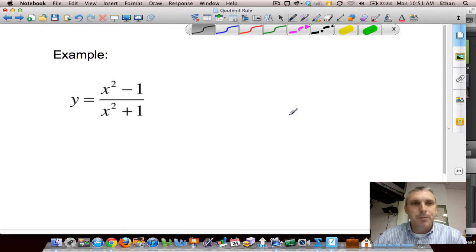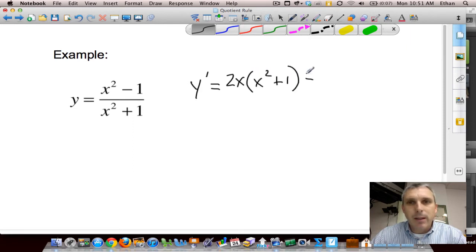So let's do an example. Here we go. Y prime. I run through the quotient rule. Derivative of the top, 2x, times the bottom, minus derivative of the bottom times the top, over the bottom squared.